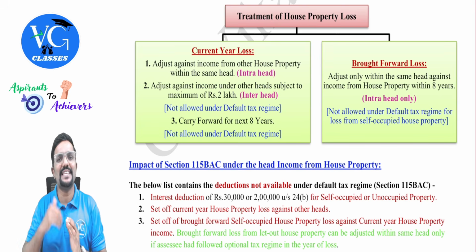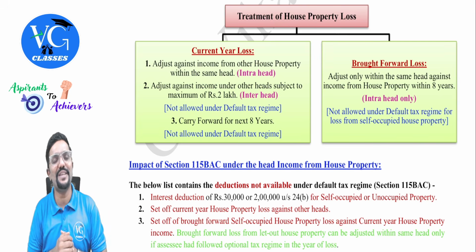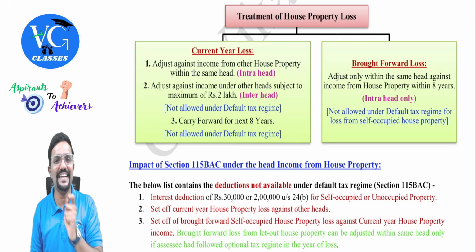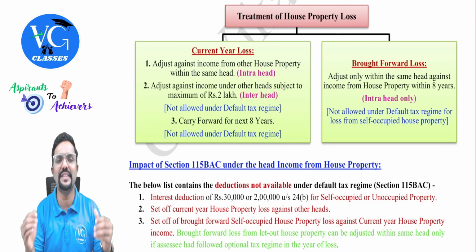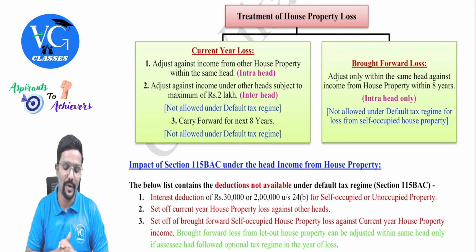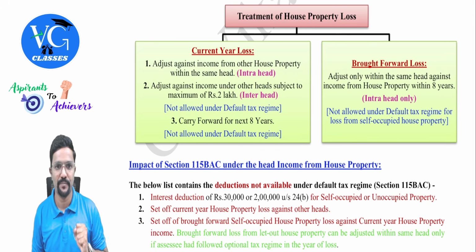Sir, can he adjust it against other heads of income? No, not possible. Sir, can he carry forward it to the next year? No, not possible. So maximum is, current year house property loss can be adjusted only within the same head and without any monetary limit. Then the third one is with respect to brought forward loss.